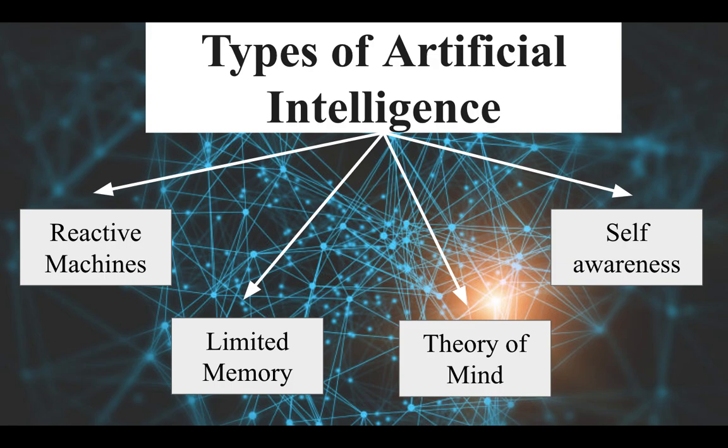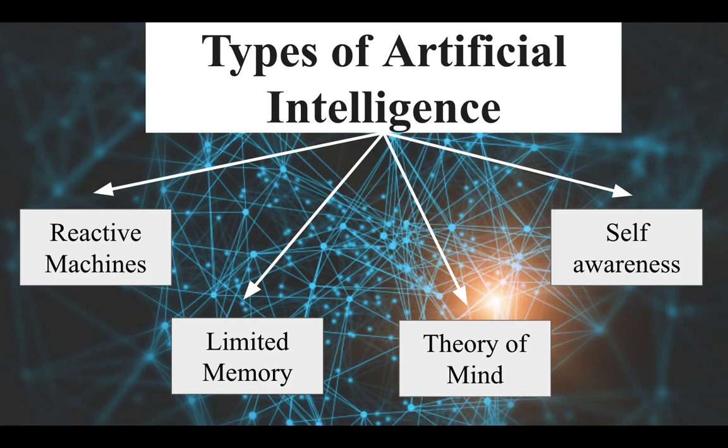On your screen, you can now see types of artificial intelligence. So, mainly, AI can be divided into four types, that is, reactive machines, limited memory, theory of mind, and self awareness. So, first, we'll start with reactive machines.